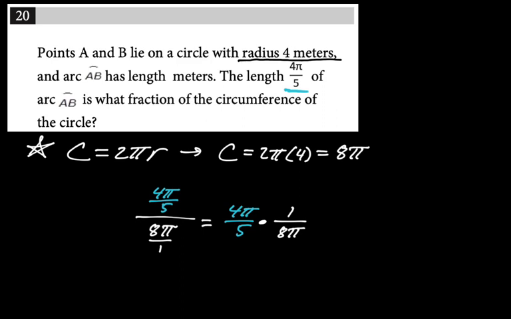All right, I'm going to cancel the pi's. So I keep, change, turn. Got this. Cancel the pi's. You could cancel the 4 and the 8, but sometimes I think that's sloppy. So I'm just going to put 4 over 40. And then 4 over 40, divide everything you see by 4. You'll get 1 over 10. That is our answer. And that's the end of this section.